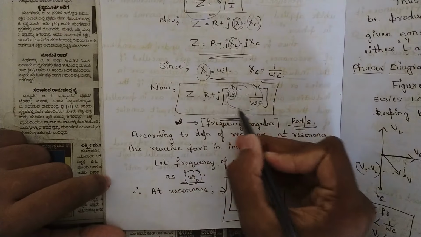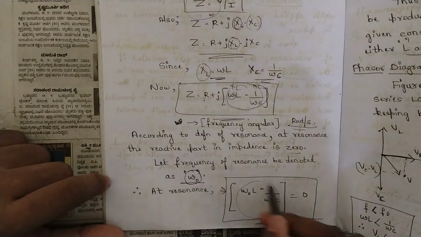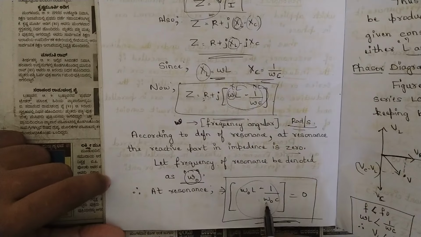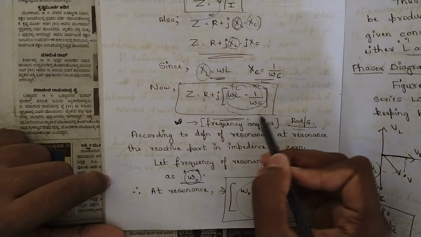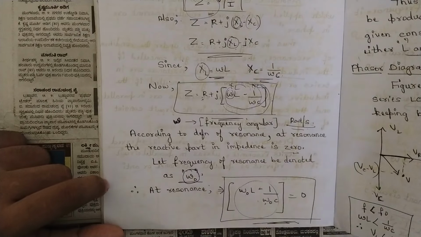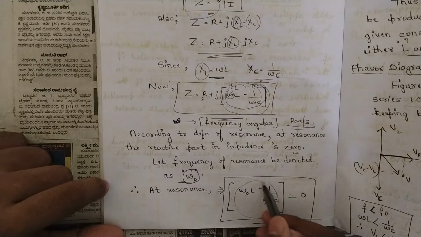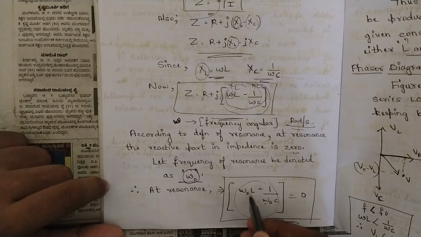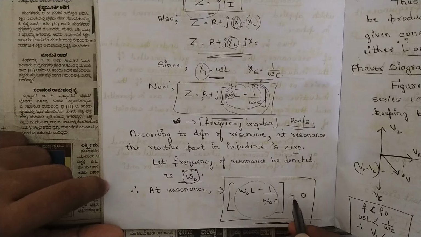So this equation here we are going to equate to 0, where I have replaced omega by omega naught here. Whatever is there in the reactance part, in the bracket, I am equating it to 0 as per the given resonance definition. So at resonance we get the condition omega naught L minus 1 by omega naught C is equal to 0.